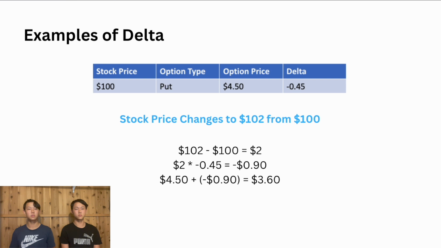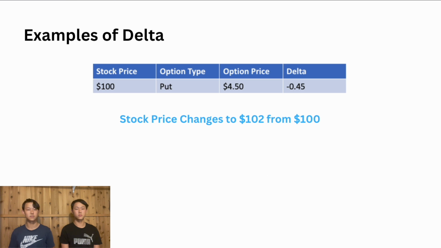Next, I can multiply this value by the option delta. $2 times negative 0.45 gives us negative 90 cents. This is how much the option price changed. Finally, I can add this value to the original price of the option and see that the option price is now $3.60.